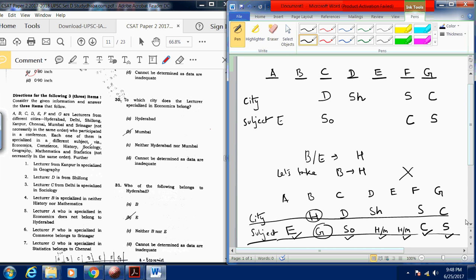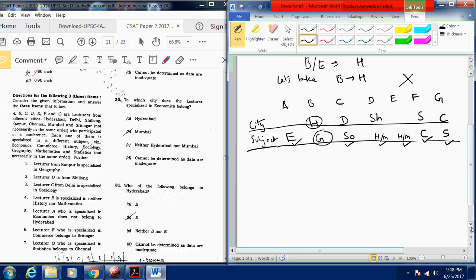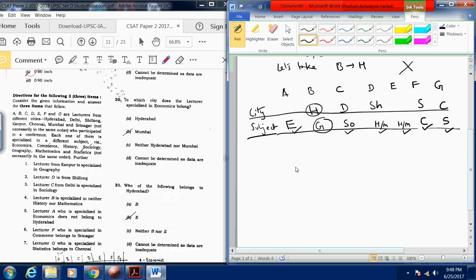The second assumption that we can have is that E belongs to Hyderabad. So let's draw it again. E belongs to Hyderabad. So if E belongs to Hyderabad, you can have, let's fill out the known facts first.